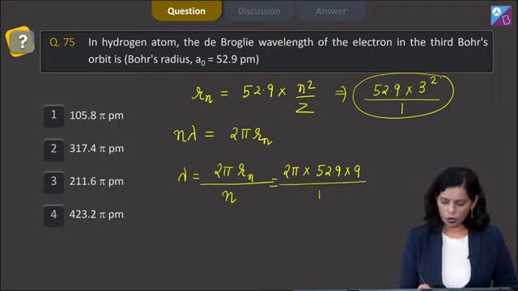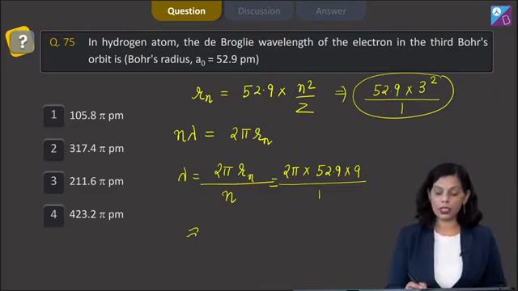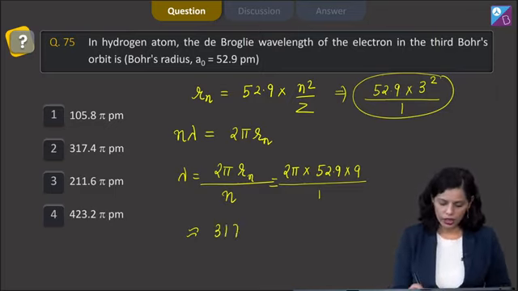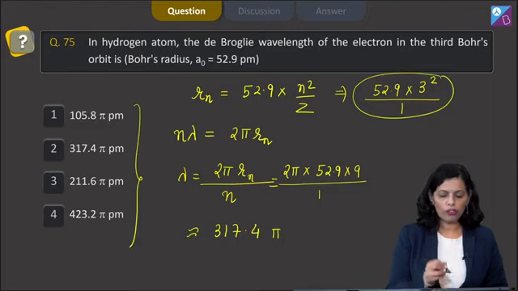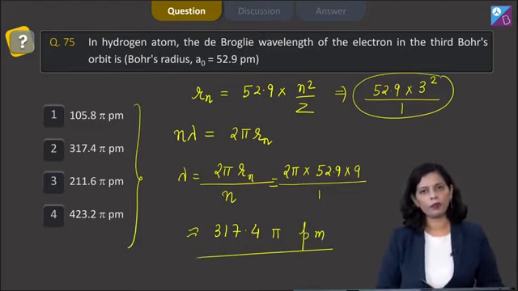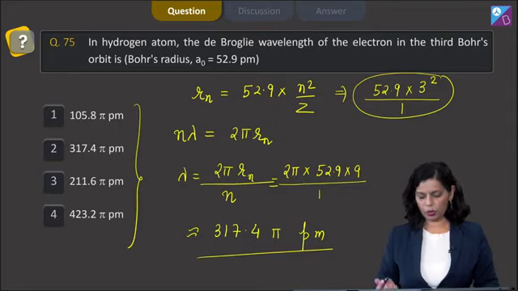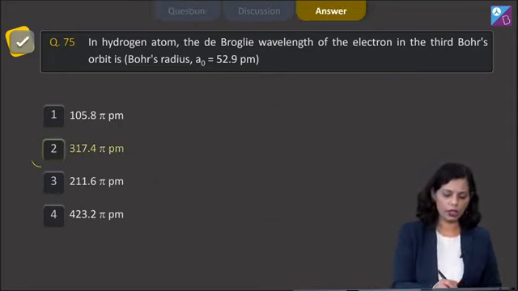Clear? Now, solve this. You will calculate this and you will find that this value comes out to be nearly 317.4, and pi value I didn't multiply because in the options the answer is given in terms of pi value. So this would be the answer in picometer. Clear? And choose the right answer on the basis of this. Yes, the right answer is here in option number 2.